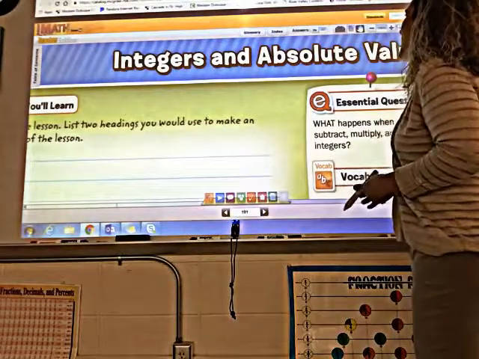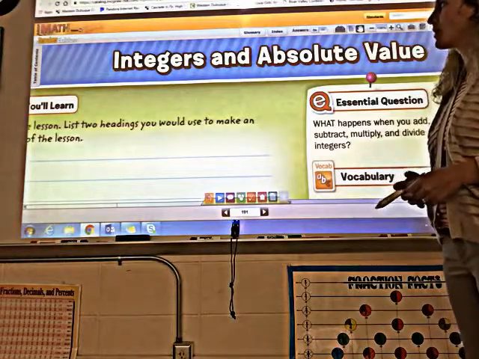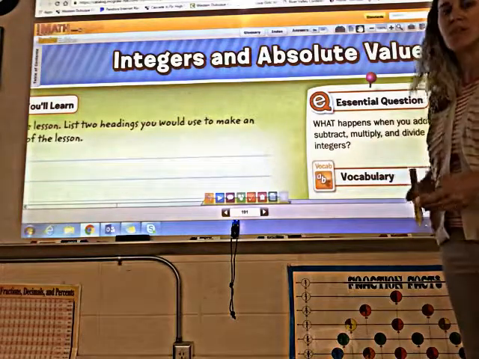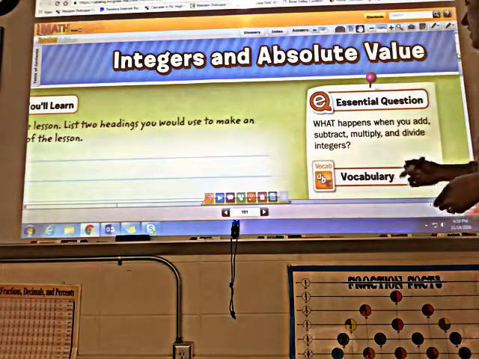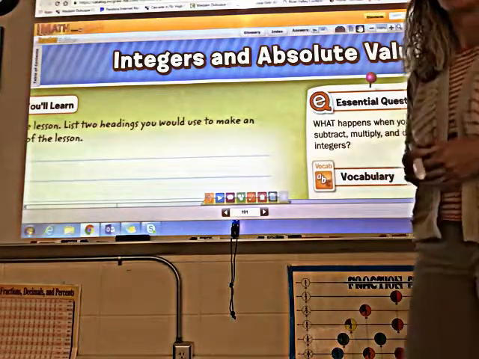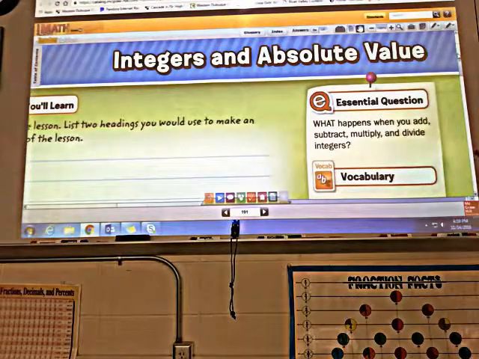Today we are going to begin lesson 1 of chapter 3. As you can see, we are going to be talking about integers and absolute value today. The essential question that we're going to be looking at as we work through chapter 3 says: what happens when you add, subtract, multiply, and divide integers?